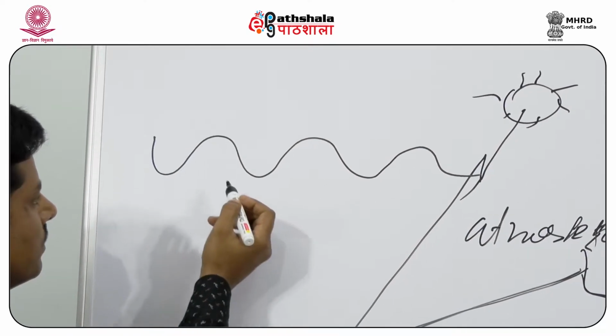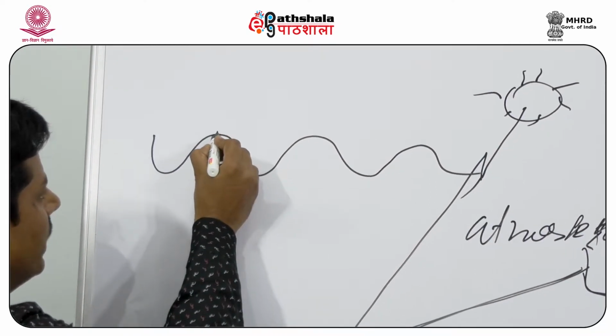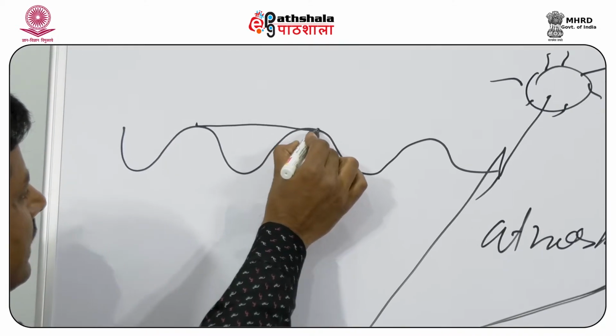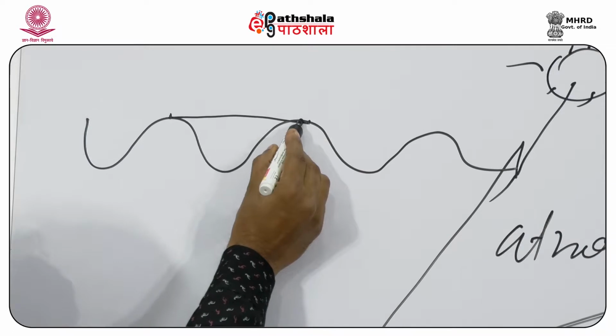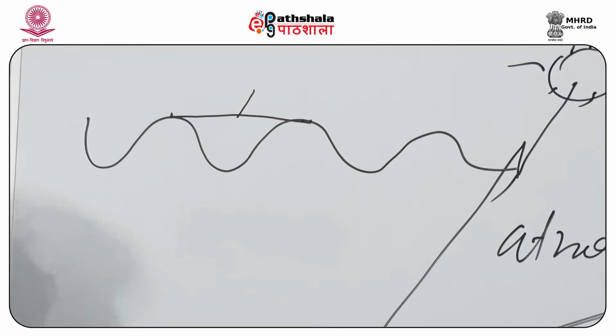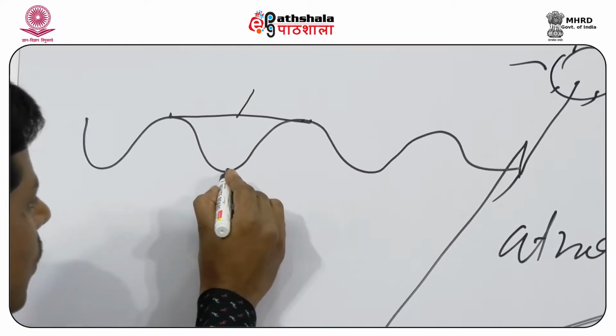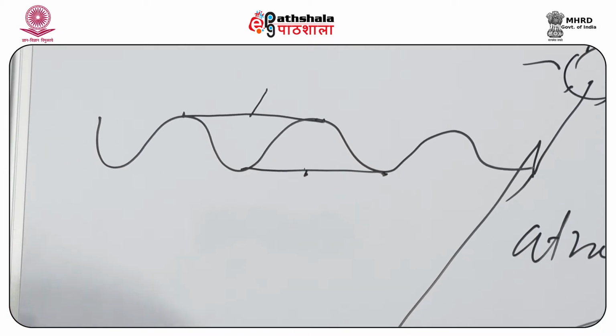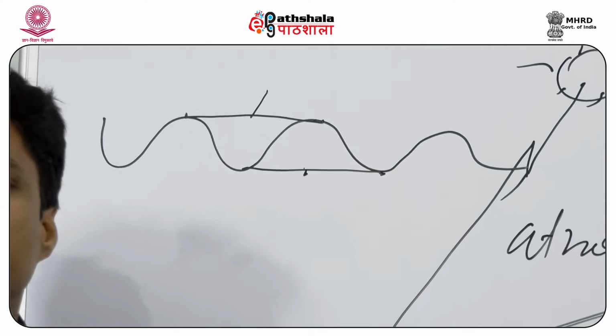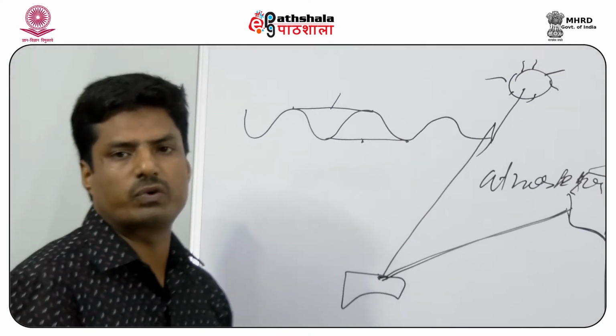Look at this. From this point to that point, that is the crest of the wave to the crest of the wave, it is known as one wavelength. Or from the trough of the wave to the trough of the wave, it is known as a wavelength. There is an inverse relationship between wavelength and wave frequency.